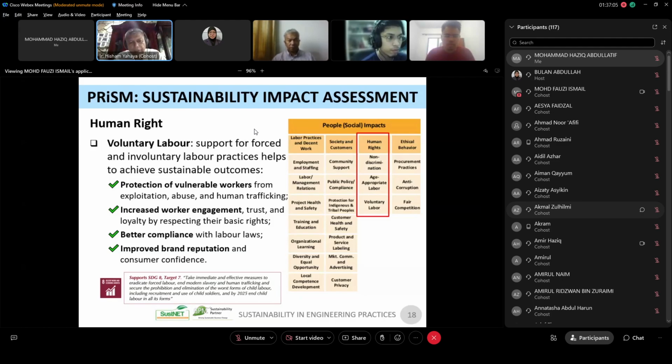And the other area actually is on voluntary labor, human right. Okay, here you will see that there's no slavery anymore in Malaysia. And sometimes people say that I don't actually engage forced labor and so on. It can be as simple as that you have a project site, and you have kongsi.